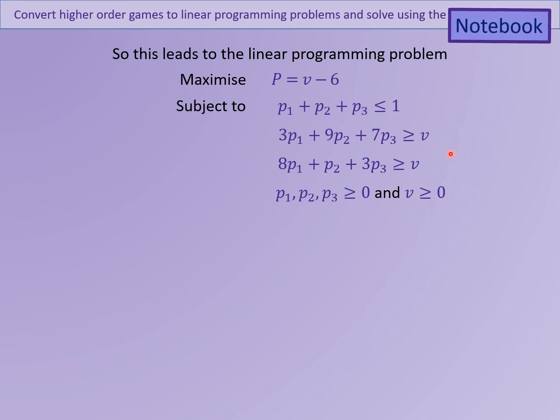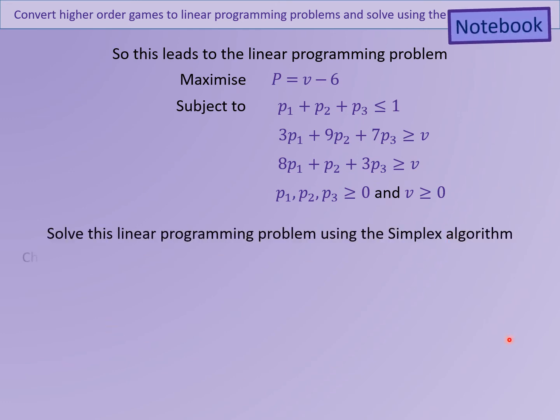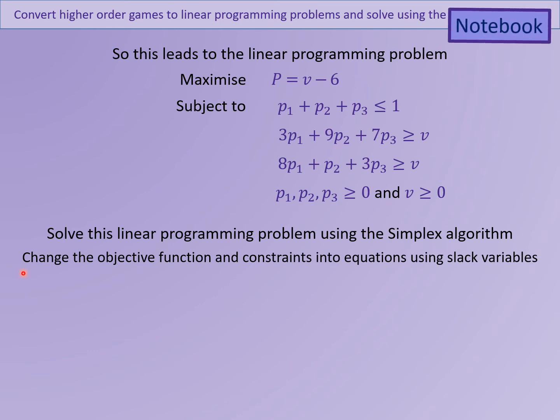So the first thing we need to do for our Simplex Tableau, we make everything equal to a number, and also consider getting rid of these inequalities by using slack variables. Noticing that P1, P2, P3 and V are all greater than or equal to 0, it means I can definitely use the Simplex Tableau technique. So how do we change it to a Simplex algorithm? Change the objective function and constraints into equations using slack variables if appropriate, and remember that they're all equal to a value. So this one can be rearranged by taking the V over the other side. So P minus V equals minus 6.